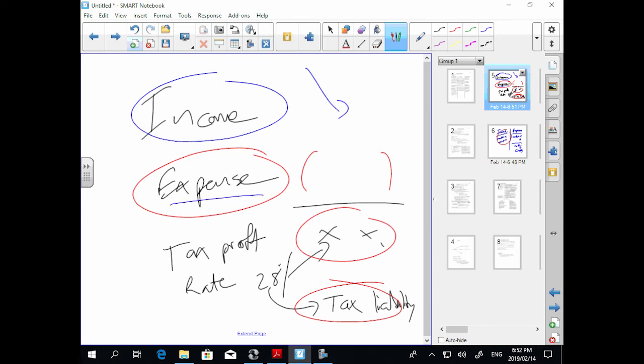So the whole time, just know the rules. Okay, what needs to come in as income, what needs to be expenses that you can deduct, and then from there, what you actually need to pay tax on. Okay, everyone happy so far?